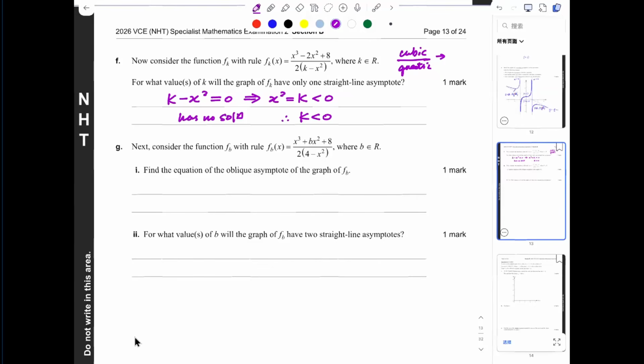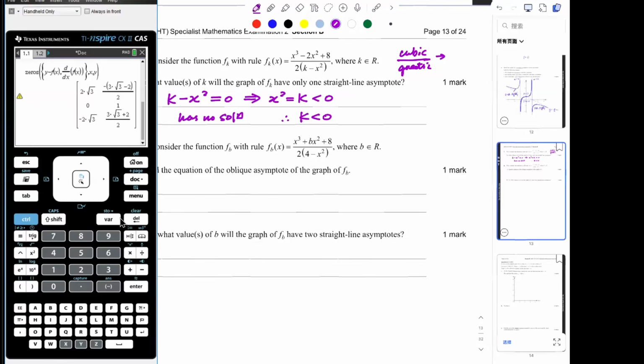And then, if you think about this function here, you want to find the oblique asymptote and find the values of b for the graph to have only two straight line asymptotes. So say f_b of x is x to the power 3 plus b times x squared plus 8 divided by 2 times 4 minus x squared. So I'll use prop frac again. So now you can see there is another oblique asymptote.